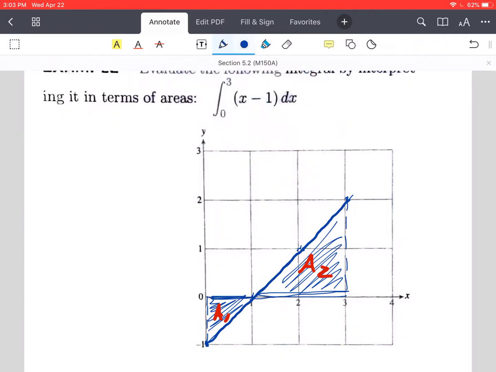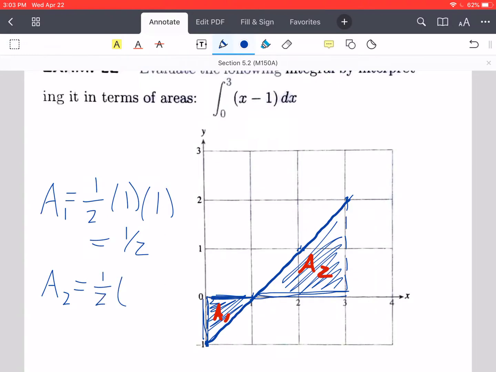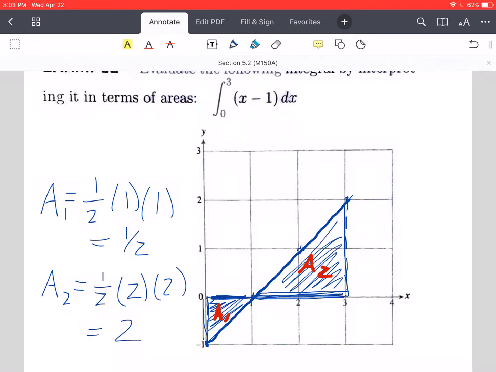Alright. So to compute these are just right triangles. So we can go ahead and just find the area geometrically. So A1, that's going to be 1/2 base times height. That's the area of the triangle. 1/2 the base from 0 to 1, so that's 1. Height is 0 to 1, that's 1. So the area of that triangle is just 1/2. A2, we have 1/2 base times height. The base from 1 to 3, that's 2. And then from 0 to 2, so that's going to be another 2. So the area up there is 2.